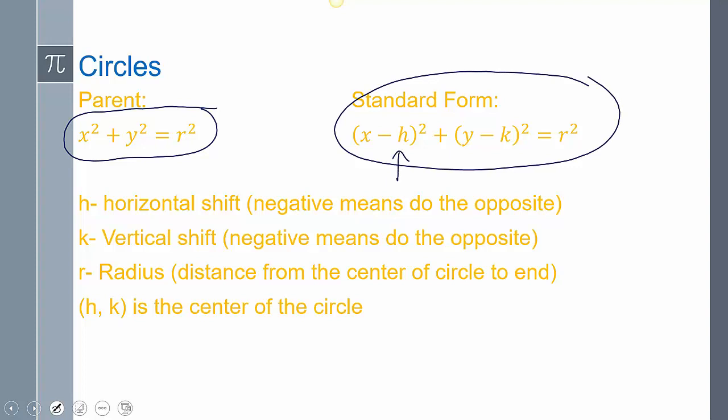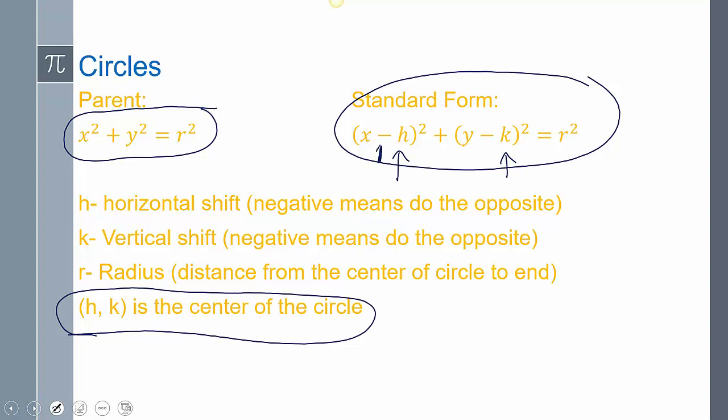Notice there's still an h and there's still a k. Well, the h and k is going to be the center of the circle. So h is still your horizontal shift. Your k is still your vertical shift. Now in the formula, if you notice, there's a minus for your h and then there's a minus for your k. Just remember, when you have negatives in your formula, that implies you having to do the opposite.